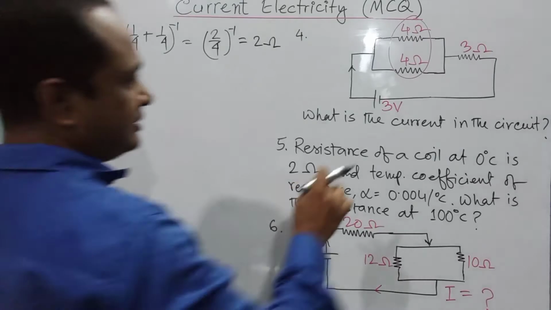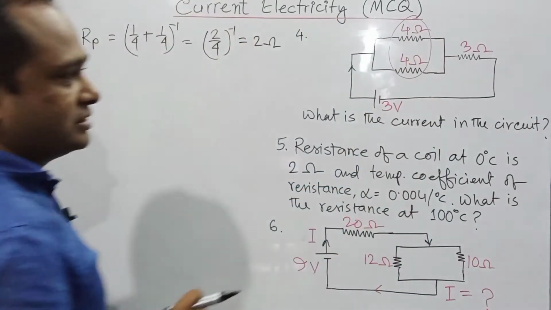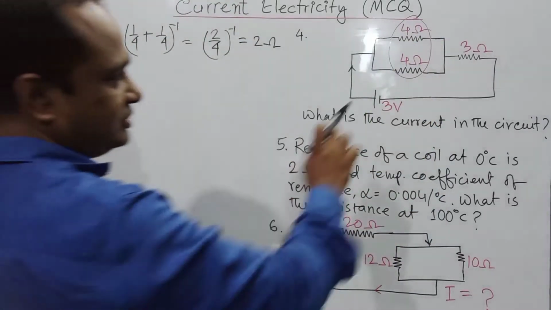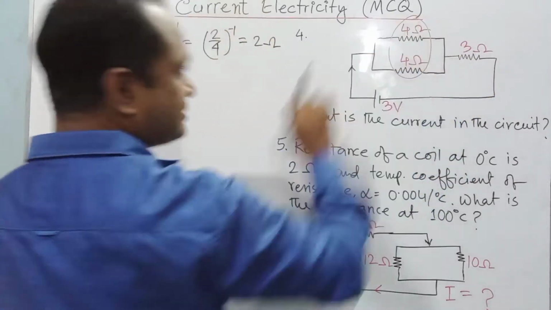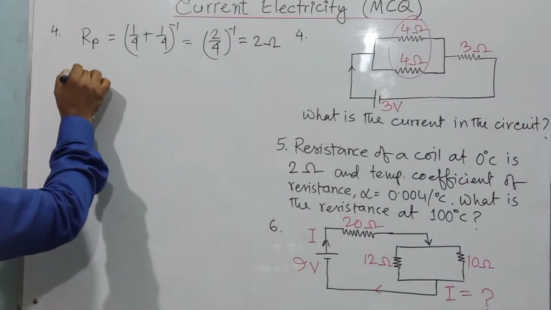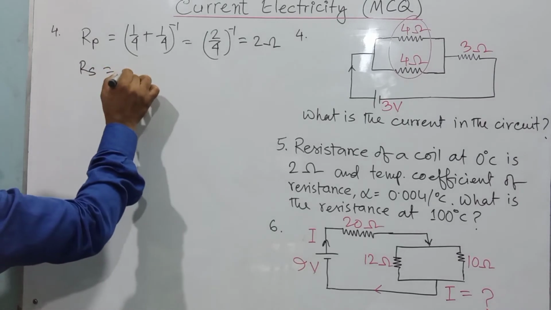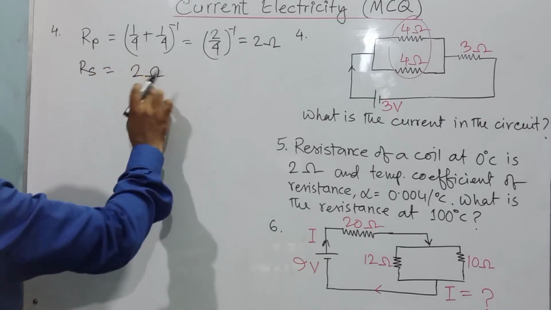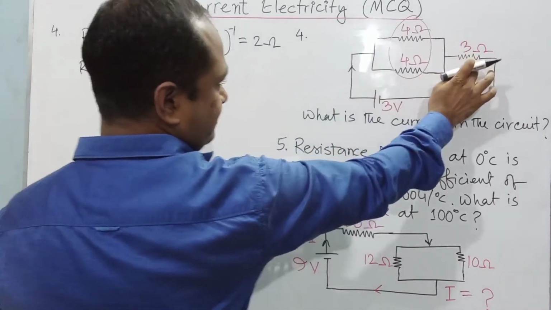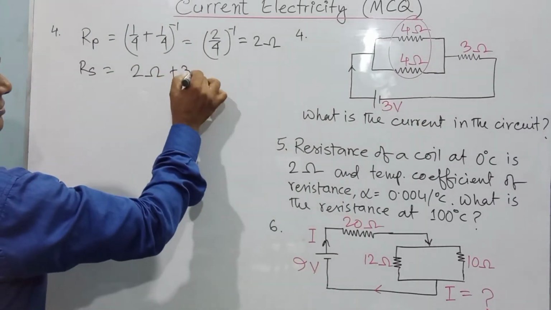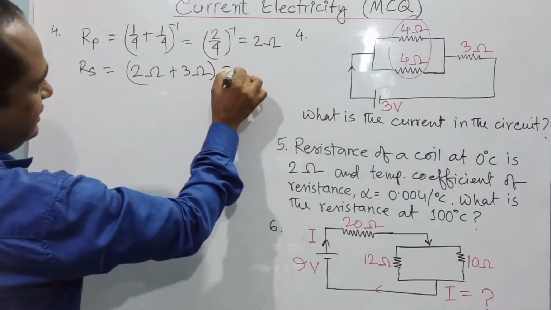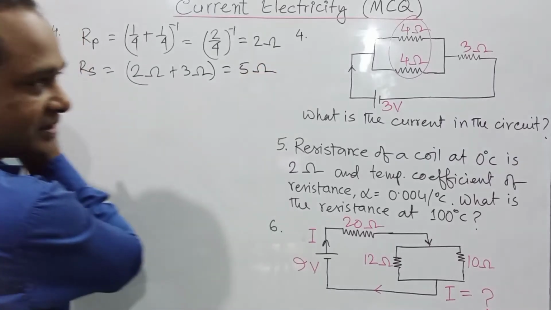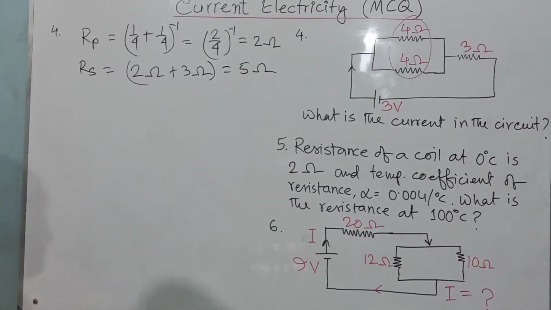That is, the equivalent resistance of this combination is 2 ohm, and 3 ohm is also connected in series with this parallel combination. So total resistance Rs is equal to first 2 ohm, that is the equivalent resistance of this combination, plus 3 ohm, and that is 5 ohm. So the total resistance of this circuit is 5 ohm.